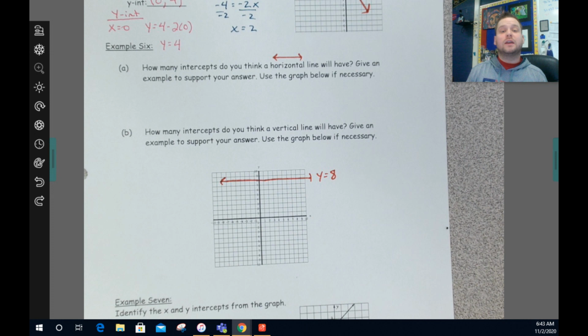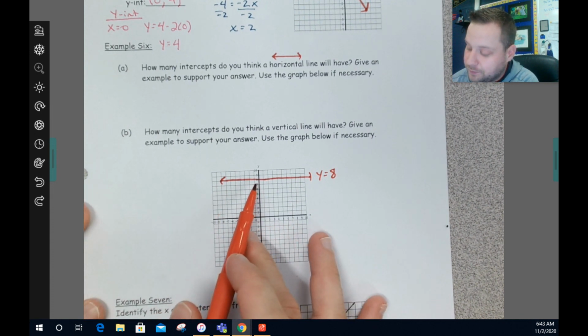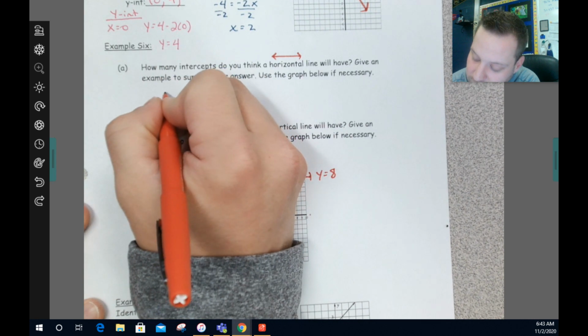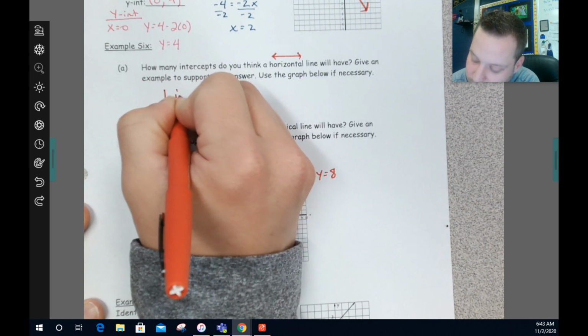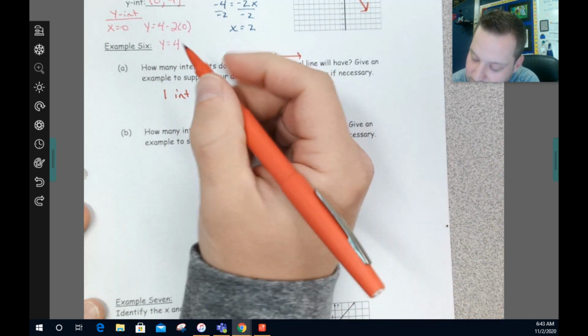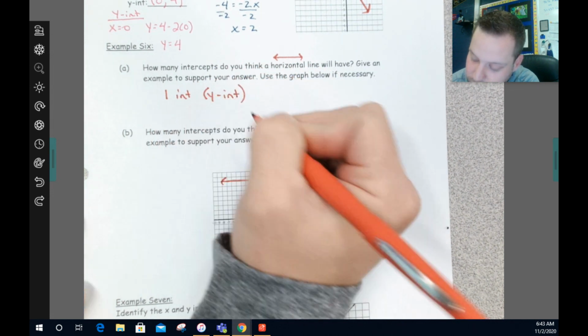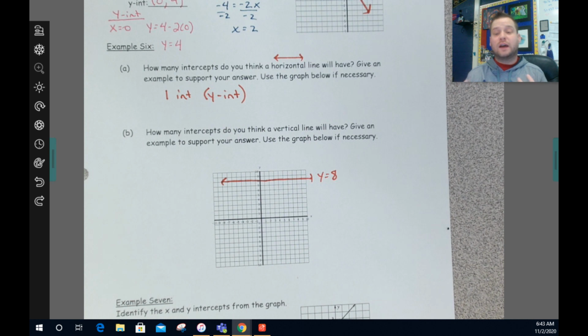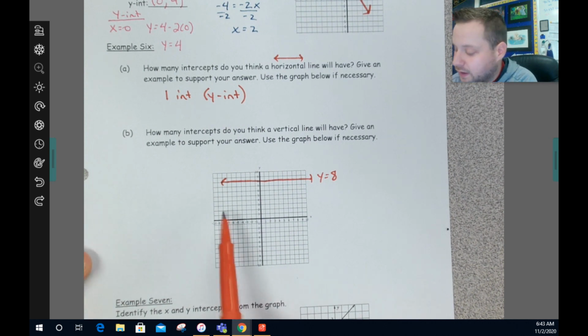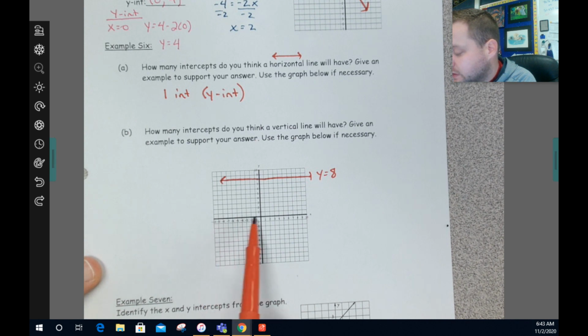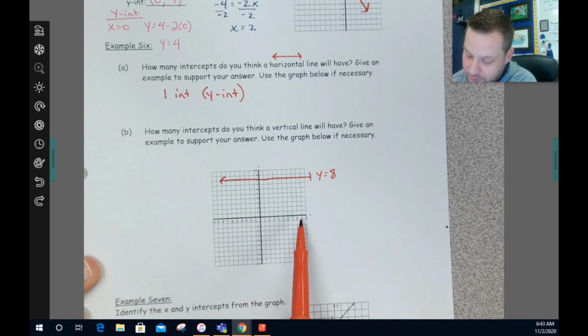Looking at that graph there, it only crosses an axis one time. So I'm going to say it has one intercept, and that happens to be a y-intercept. There's no x-intercept because it doesn't cross the x-axis. The weird one that comes into play would be if we have y equals 0, because we're just going down the x-axis the whole time, but we're not going to worry about that in here.